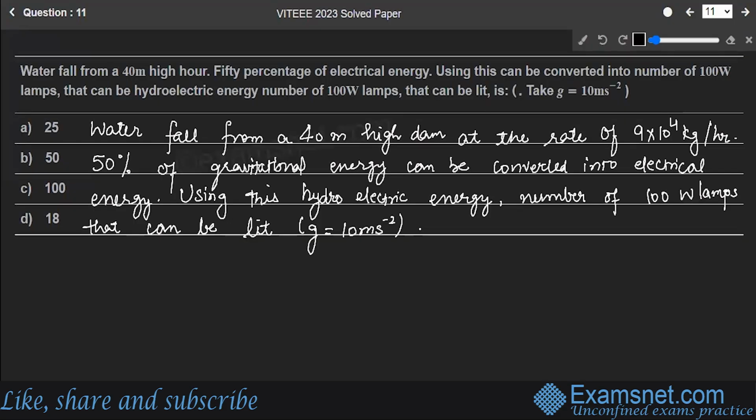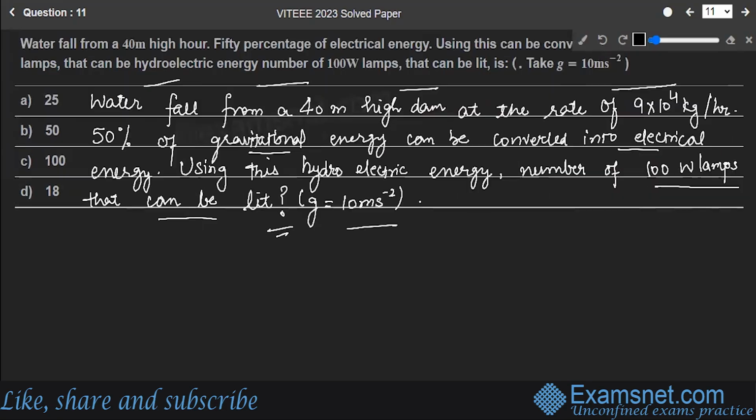Question number 11, students, there is a change in the question. The statement over here has some things which are missing from here. So the right statement is waterfall from a 40-meter high dam at the rate of 9 into 10 power 4 kg per hour. 50% of the gravitational energy can be converted into electrical energy using this hydroelectric energy. Number of 100-watt lamps that can be lit. You have to take the value of g as this.